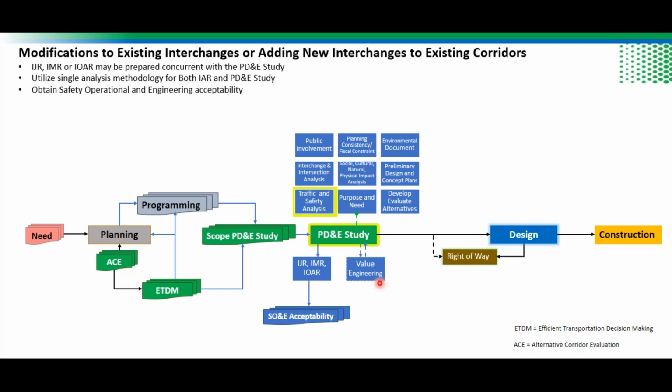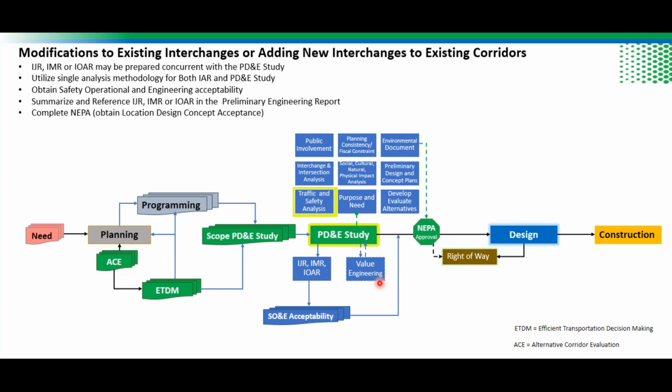After the analysis is completed, move on to obtain safety, operational, and engineering acceptability. And then you have to summarize and reference the IJR, IMR, and IAR analysis in the preliminary engineering report. What is a preliminary engineering report? It's an engineering document prepared during PD&E to summarize all engineering decisions which are made to support the NEPA action. That's why we want either to reference or summarize that IMR in the engineering report. And of course, the report coming from the interchange access process has to be attached to the preliminary engineering report.